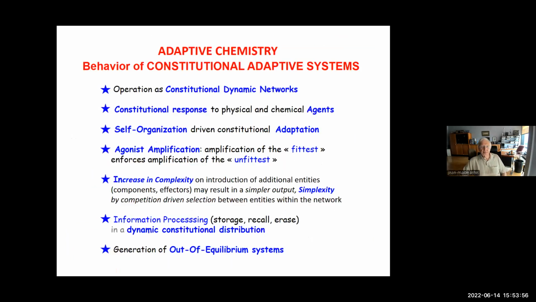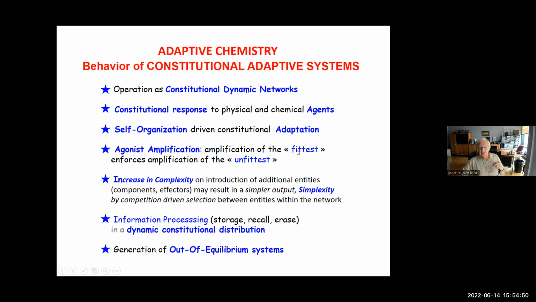So let me summarize quickly. The adaptive chemistry I have described has a number of features. It operates as a dynamic network, where constitutions can change dynamically depending on what happens to the system. Then there's a response in the distribution of constitutions to the addition of given agents, physical or chemical. Self-organization can drive adaptation: when self-organization can occur, the system will adapt to the fact that it can self-organize.